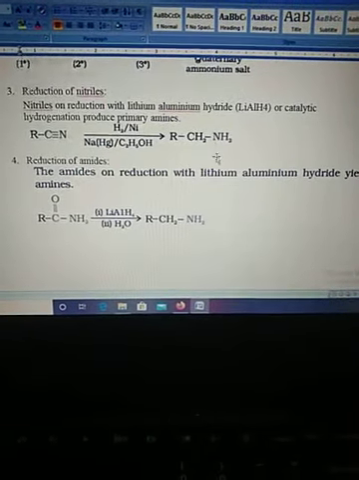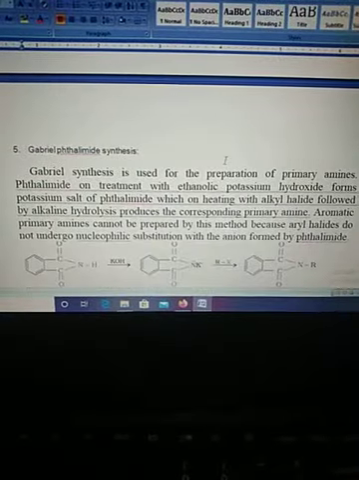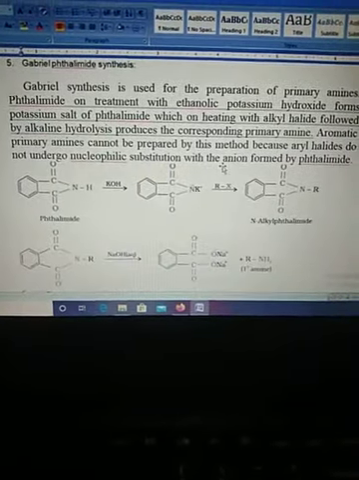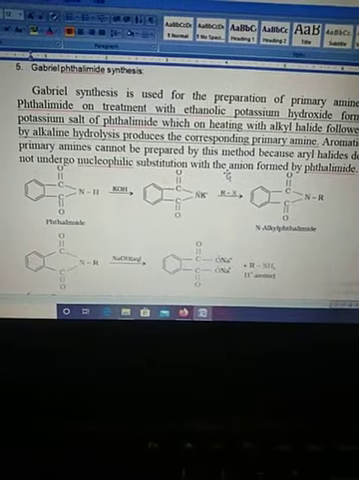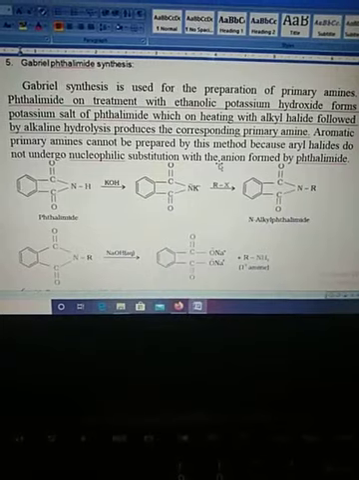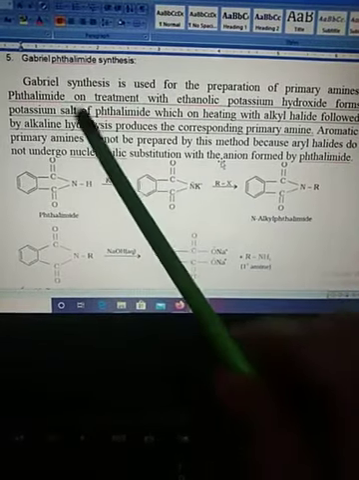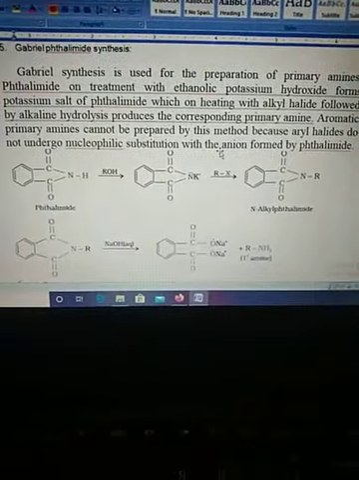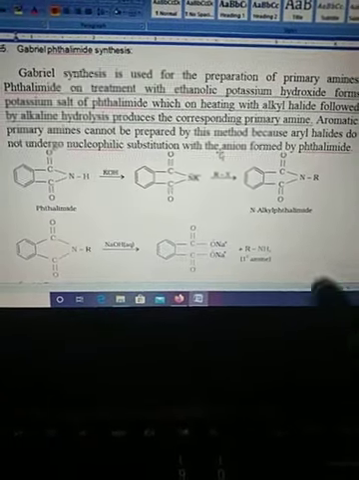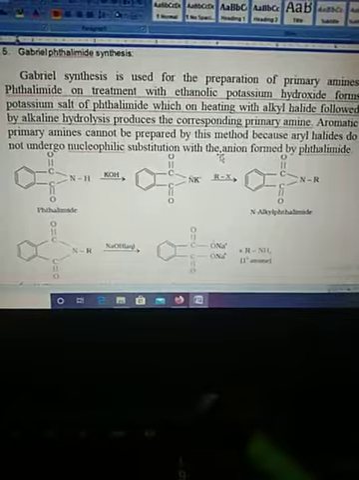This is the fourth method of preparation of amines. Next, a very important method, Gabriel phthalimide synthesis. We have to understand the mechanism for this, that means how we can prepare amines from it. Basically, this Gabriel synthesis is used for the preparation of primary amines, where the NH2 group will be attached to only one carbon atom, alkyl group.